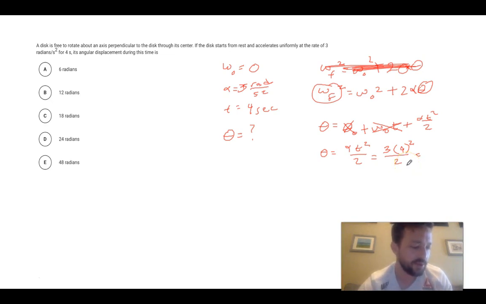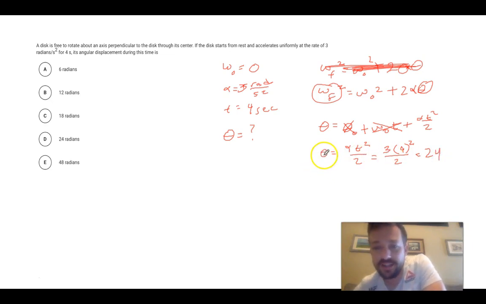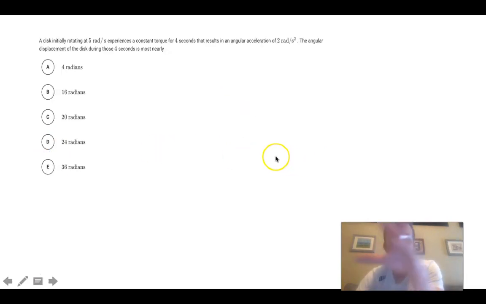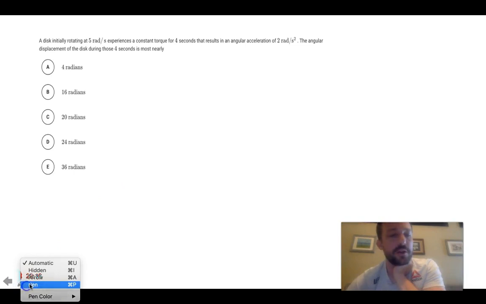Did I do something wrong in my head? So 4 squared times 3 divided by 2, that's 24. And we're talking about a distance, so that would be meters if it was linear, but we did everything in angular, so this would be radians. So 24 radians. There we go. To the next one. Like I said, pause, give it a try for yourself. Now let's go through it.